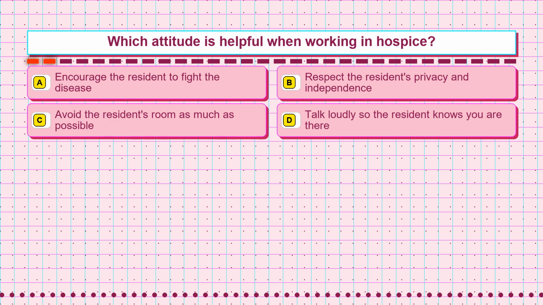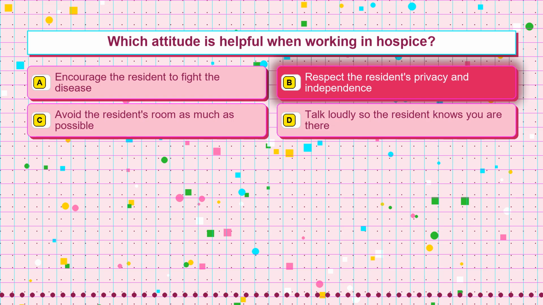Question 38. Which attitude is helpful when working in hospice? Option A, encourage the resident to fight the disease. Option B, respect the resident's privacy and independence. Option C, avoid the resident's room as much as possible. Option D, talk loudly so the resident knows you are there.